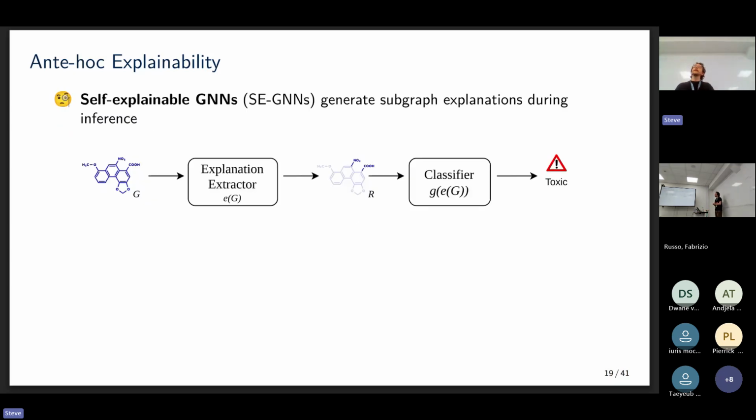In the first family, the most popular approach is self-explainable graph neural networks that generate subgraph explanations during inference. They are structured as follows. You have the input graph G on the left that is fed to an explanation extractor, which produces an explanation R that is a subgraph of the input, typically the smallest one possible. Then there is a classifier that takes the explanation as input and provides the final label. So in a sense, you split the monolithic GNN into two different modules that cooperate.